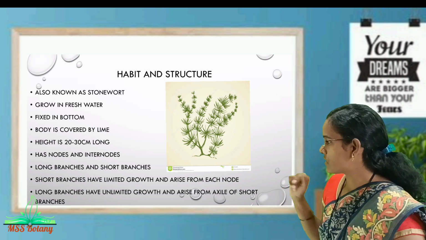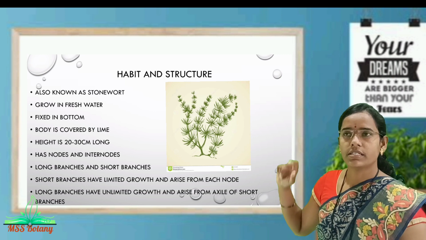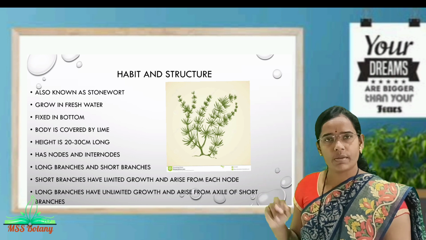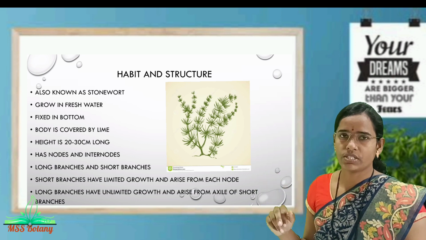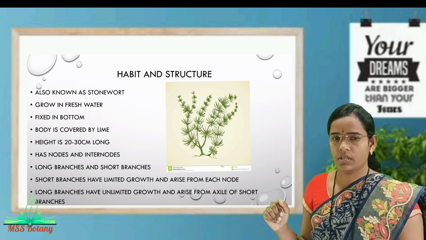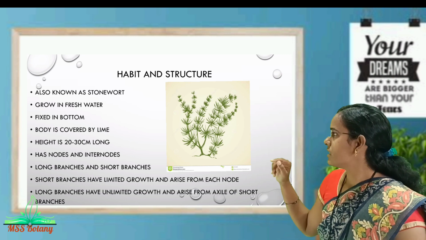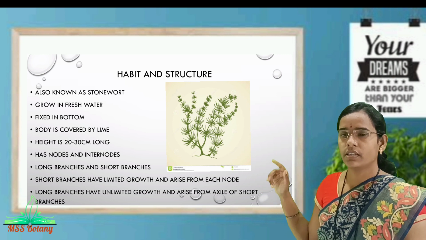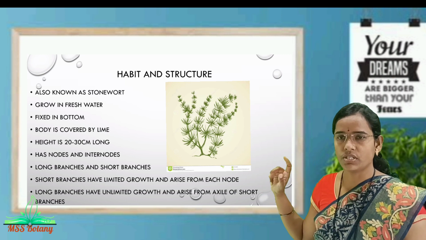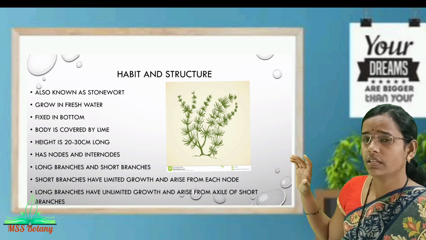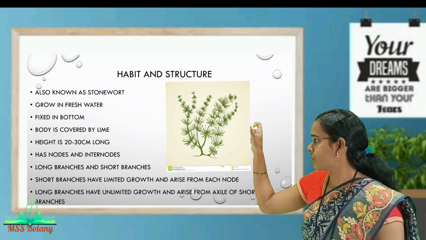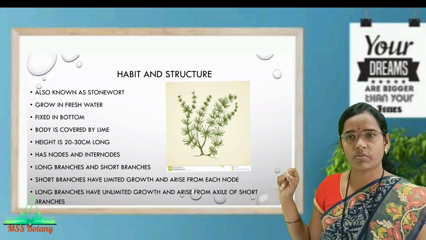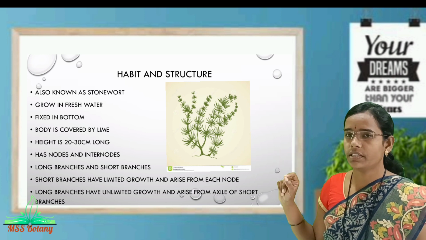Then when we see the structure of Chara, it is differentiated into two types of branches: longer branches and shorter branches. As the name indicates, longer branches have a long length, they resemble the main stem, and their length is continuous, that is, they have unlimited length, and short branches have limited length.